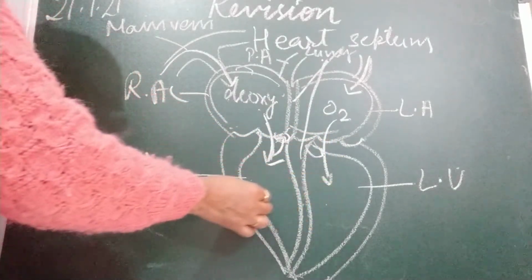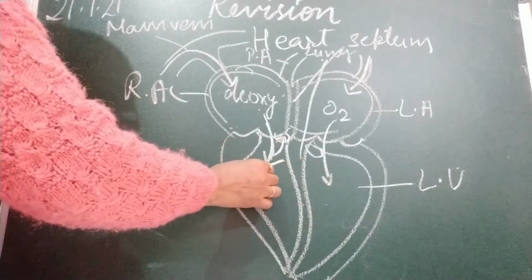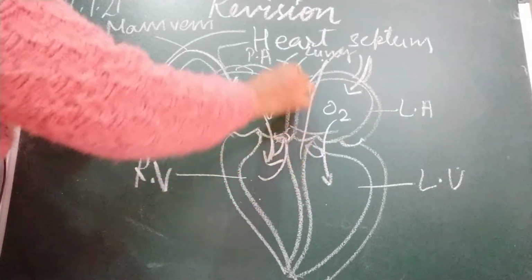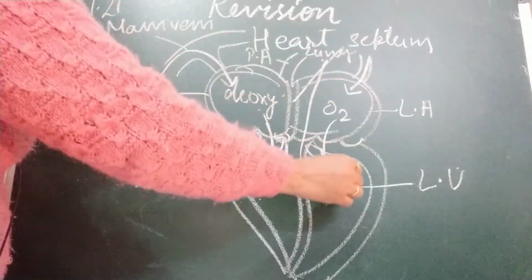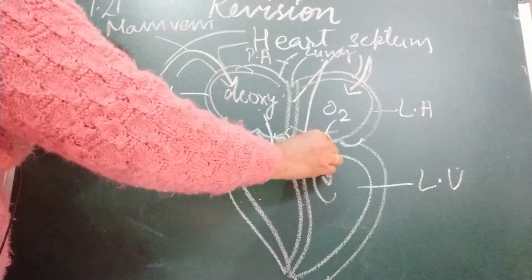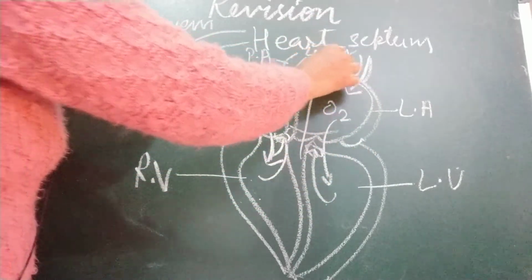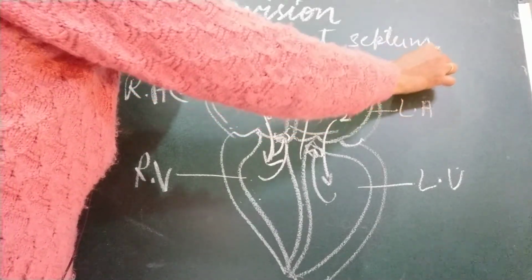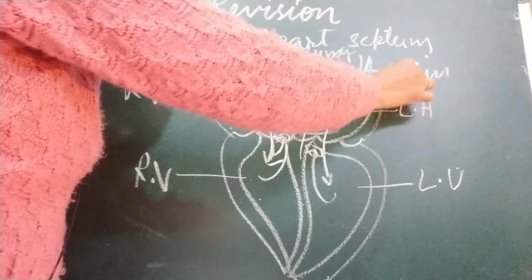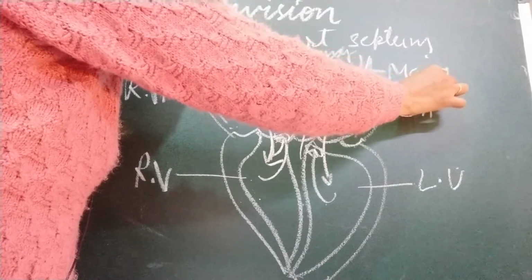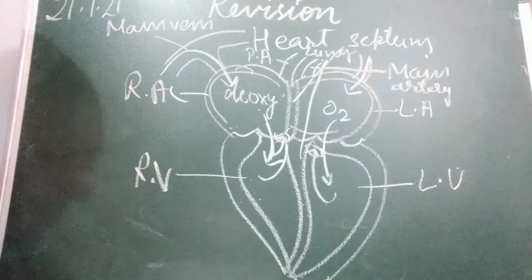When both the auricles squeeze, deoxygenated blood comes to the right ventricle and oxygenated blood comes to the left ventricle. And here also a tube is there. When the ventricle squeezes, what happens? Deoxygenated blood goes to the pulmonary artery and oxygenated blood goes to the main artery. From the main artery, blood goes to all parts of the body.